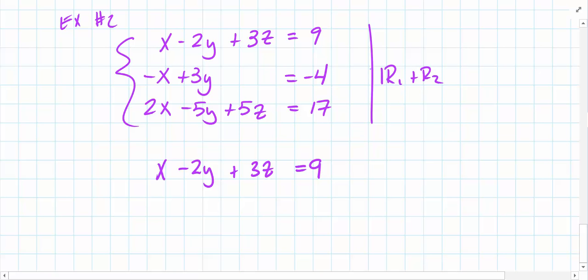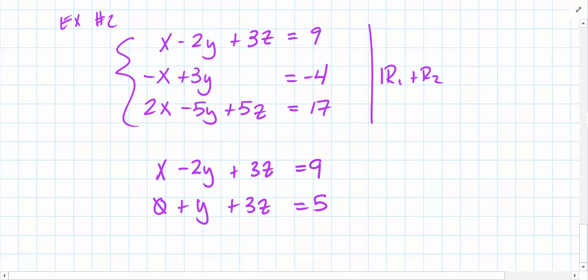Okay, let's do this now. I'm basically adding row 1 and row 2 together. So I'm going to get 0x. I'm going to get 1y, so plus y. I'm going to get plus 3z equals what? Negative 4 plus 9, equals 5. Very good. Because I added row 1 and row 2 together.